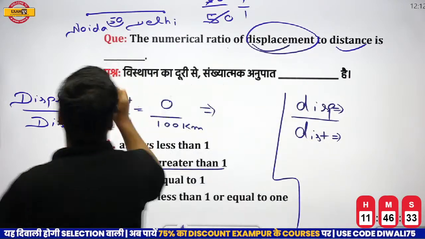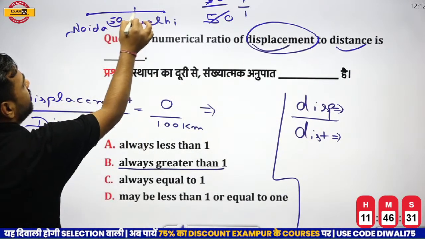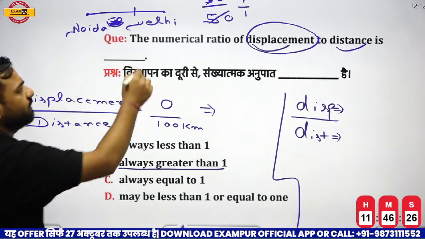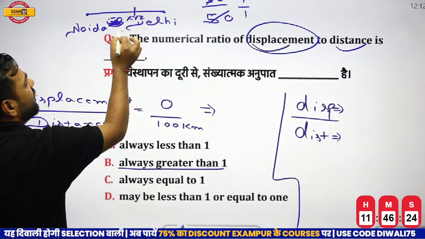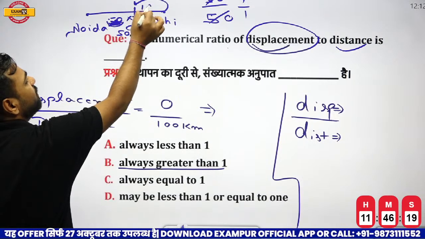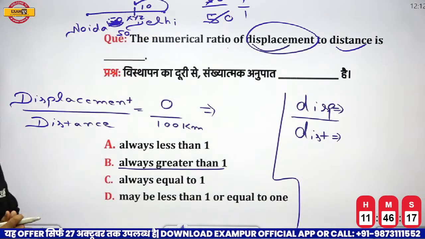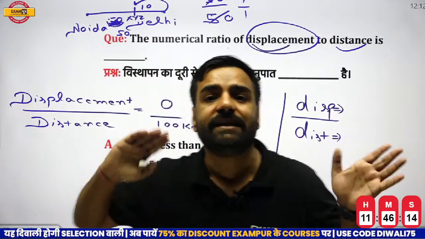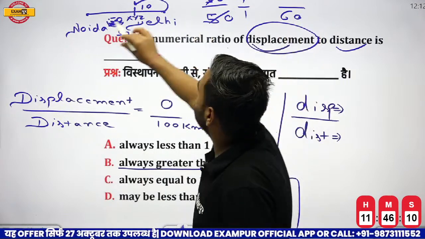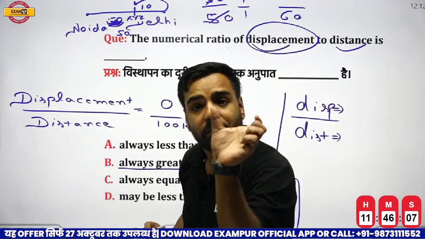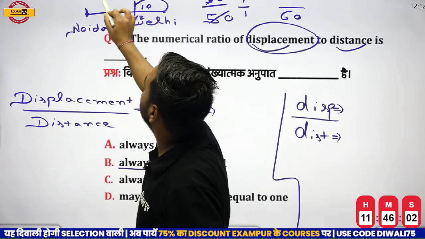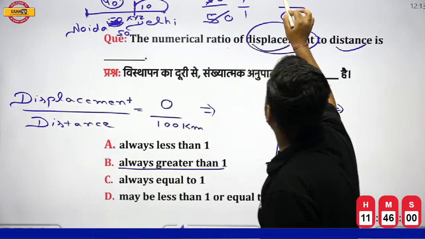Now, one more condition is here. I went from Noida to Delhi, and in between, let us assume there was a location, let's say XYZ location. I traveled 50 kilometers and again by coming back 10 kilometers, I reached this position XYZ. Now, someone will ask me, what is the distance traveled? It is 50 plus 10, that is 60. But what is the displacement? Displacement is the minimum distance between the initial and final point. Initial, this point. Final, this point. So it is 40 kilometers. So it is 40 by 60.